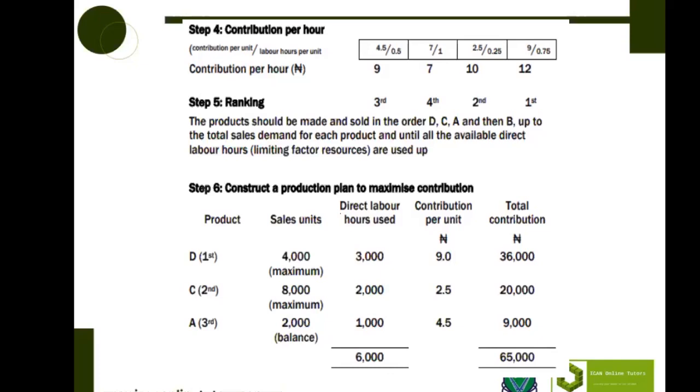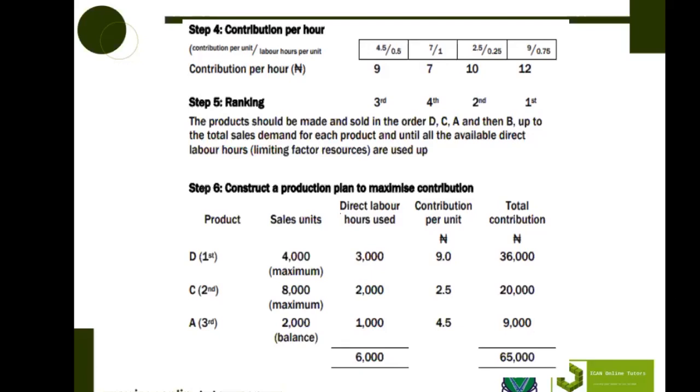Same thing for item C. Our balance is enough. We have 6,000 direct labor hours. So after using 3,000, we still have enough. We still have 3,000 left. So C produces 8,000 units and makes use of 2,000 hours. The contribution per unit is 2.5. Total contribution is 20,000. That's 8,000 times 2.5.